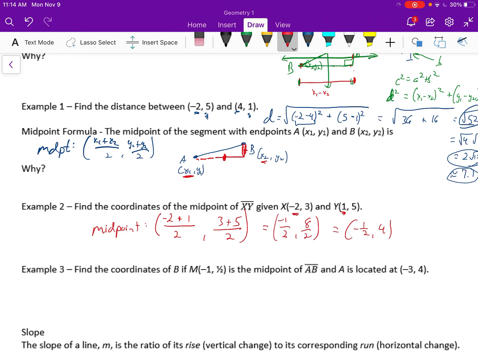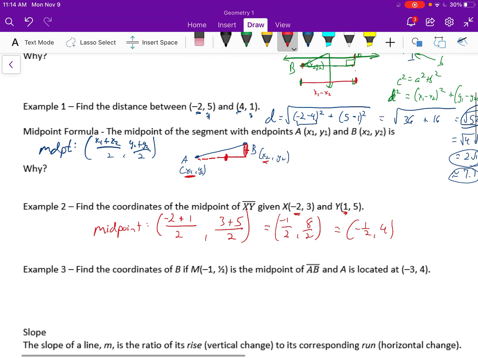This next example says find the coordinates of B if M at negative 1, 1/2 is the midpoint of segment AB and A is located at negative 3, 4. There's a couple different ways to think through this. There's kind of like an algebra way to think through it. We have our midpoint formula. The midpoint equals the average of the x's and the average of the y's. The thing is, we know the midpoint.